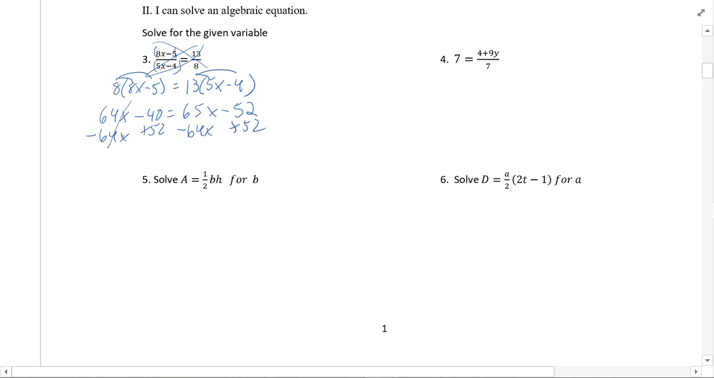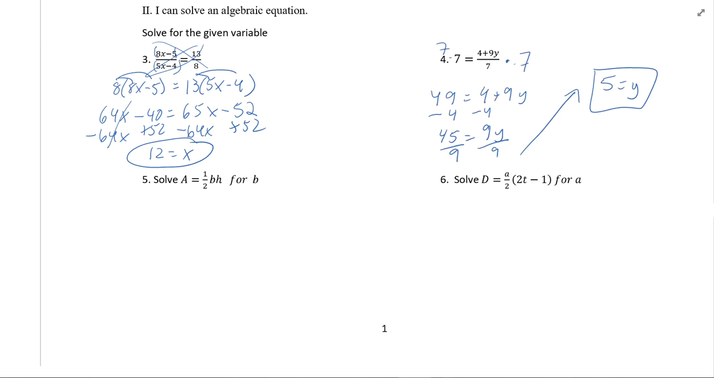Okay, so these are going to cancel. Negative 40 plus 52 is going to give me 12. 65x minus 64x leaves me with 1x. So my answer is x equals 12, or 12 equals x. All right, so right now, I want you to pause the video and you try to do number 4.